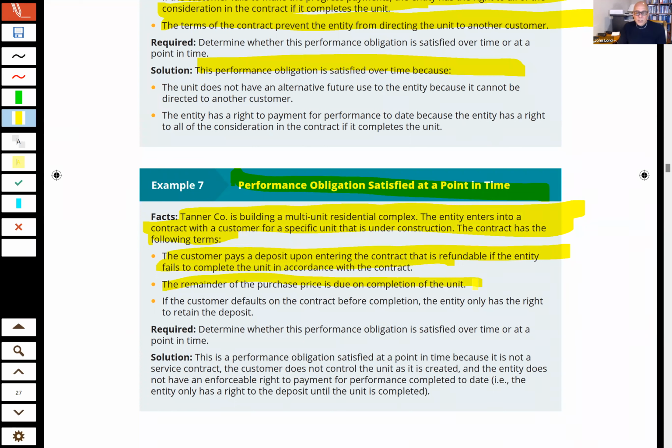That's how it works. You pick a tract home, you say, this is the one I want. Even though you may specify certain things that you want, you don't own that thing until they hand the keys to you, right? Okay. And so the purchase price is then due on the completion of that. If the customer defaults on the contract, the entity only has the right to retain the deposit. They can't force you to buy that house. You might have to forfeit the deposit.